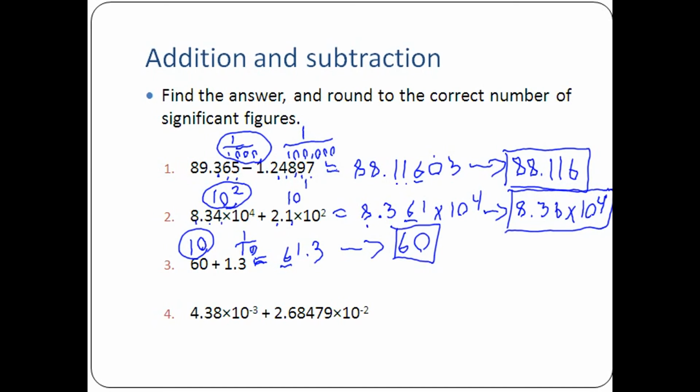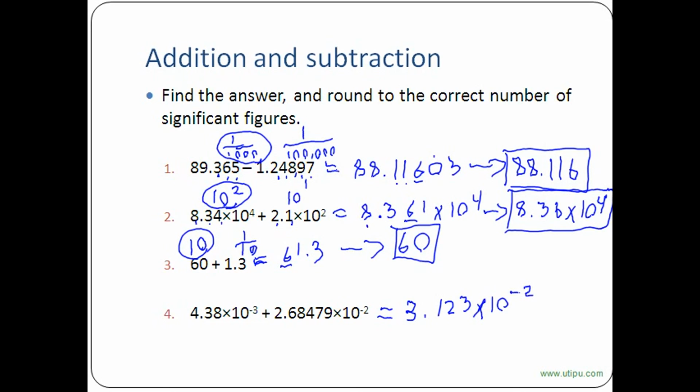For our last one, this one we'll need a calculator for. We have some negative exponents, but it works the same way. So we say 4.38 times 10 to the negative 3rd, and we're going to add that to 2.68479 times 10 to the negative 2nd. Doing so, we end up with a final result, unrounded, of 3.123 times 10 to the negative 2nd. That's what I get for this.